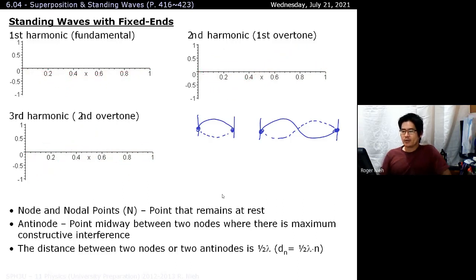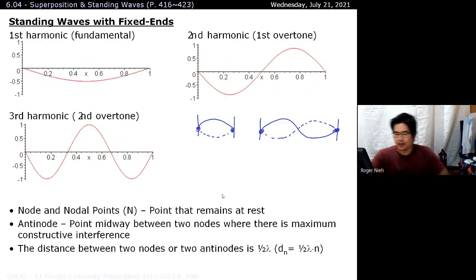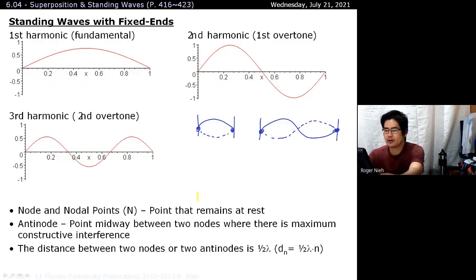Okay, so one last thing I want to talk about before I move on to the next slide is just watch out for the labeling. I think this is where most students hiccup at these definitions over here. You'll notice that the third harmonic is not the third overtone. Okay, so there's a misalignment in these numbering systems.